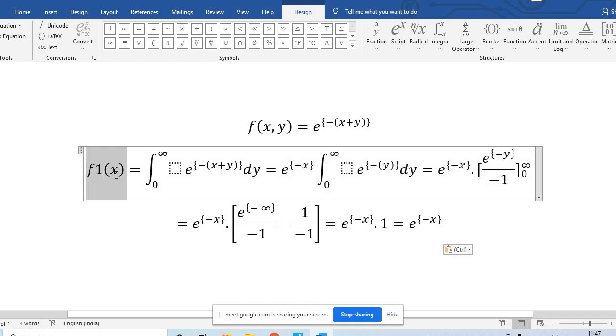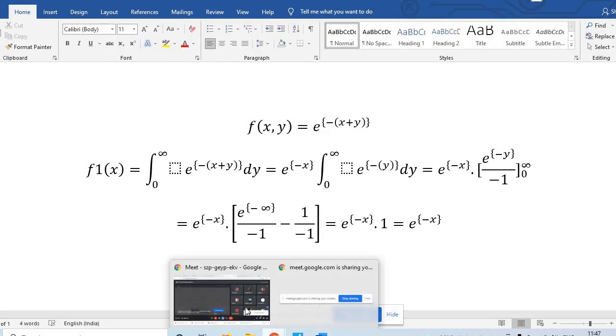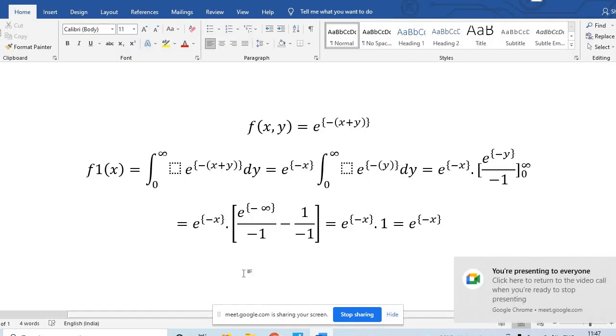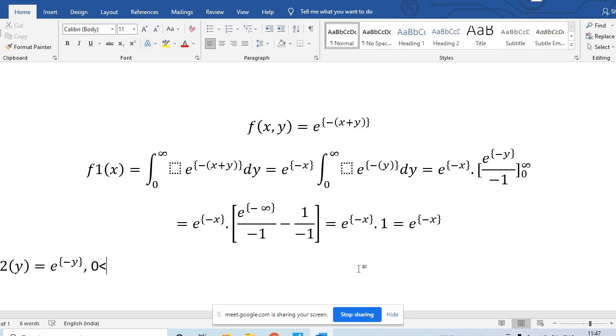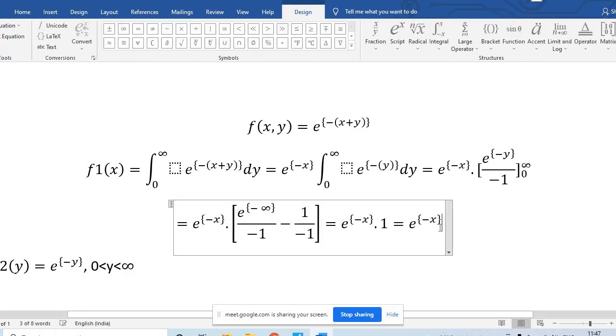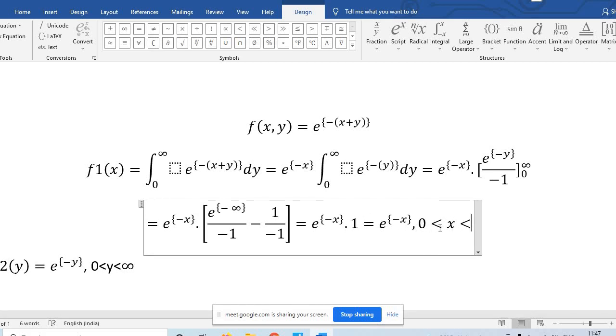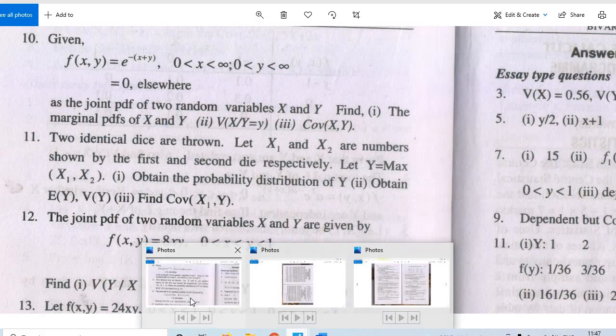Similarly, you can find out f2 of y, the same procedure, equal to e raised to minus y, with 0 less than y less than infinity and 0 less than x less than infinity. So we obtain the marginal PDFs. Now what we have to find out is variance of x given y equal to y. For that we have to find out expectation of x given y equal to y.